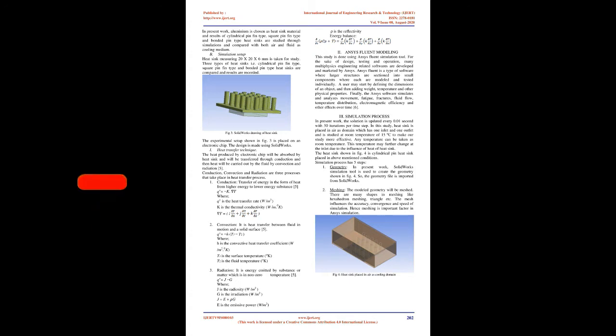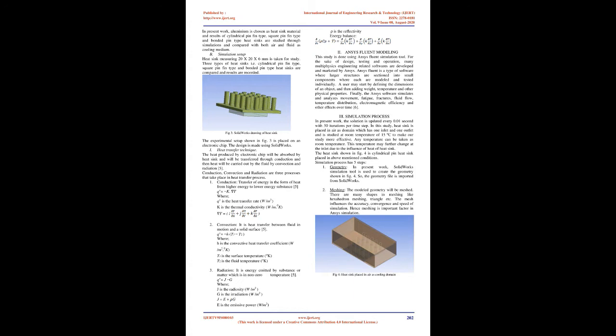3. Simulation process. In present work, the solution is updated every 0.01 second with 50 iterations per time step. In this study, the heatsink is placed in air as the domain, which has one inlet and one outlet, and is studied at a room temperature of 15 C to make our study more effective. Any temperature can be taken as room temperature. This temperature may further change at the inlet due to the influence of heat of the heatsink. The heatsink shown in figure 4 is a cylindrical pin heatsink placed in the above mentioned conditions. The simulation process has 5 steps.